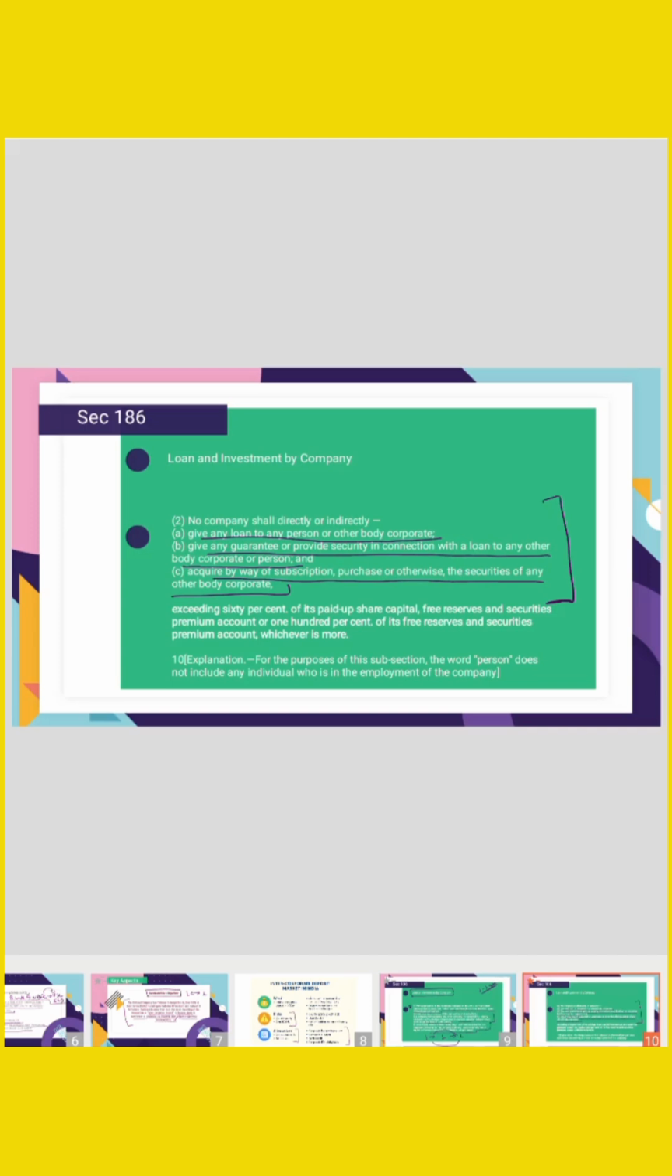So here we are not only talking about intercorporate deposits, because that word is used in the market as such. The section talks about loans and advances, guarantees or investments exceeding 60% of its paid up share capital, free reserves and security premium account, or 100% of the free reserves and security premium account, whichever is higher.